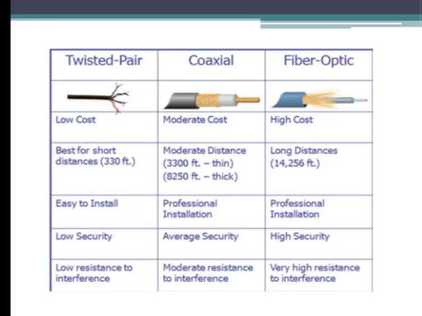Comparison of three cables. Twisted pair cable: it is low cost, best for short distance, that is 330 feet, easy to install, and has low security and low resistance to interference. Coaxial cable: it is moderate cost and travels a moderate distance. It needs professional installation and has average security. It has moderate resistance to interference.